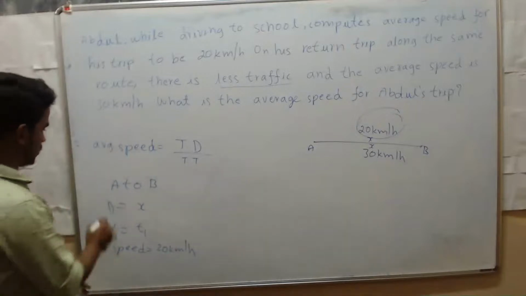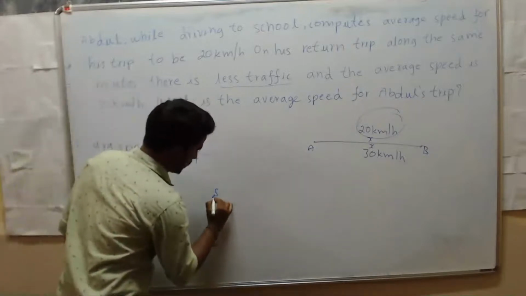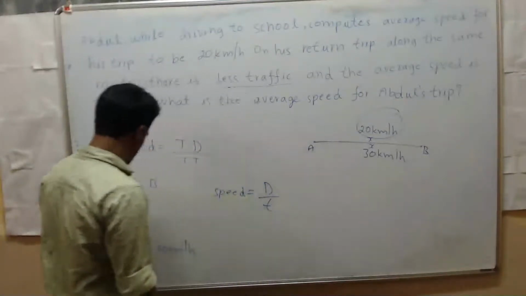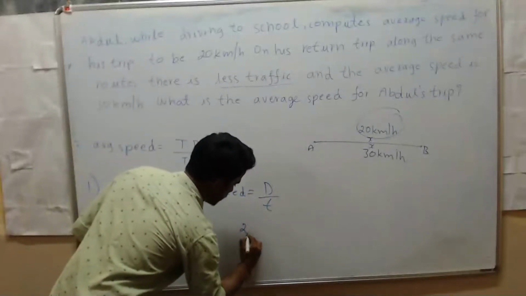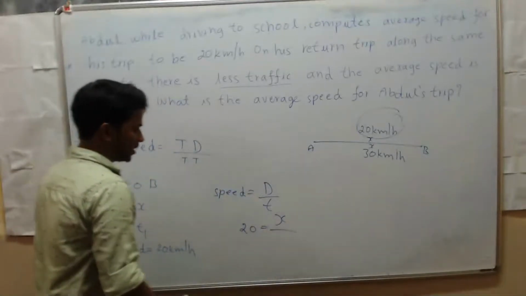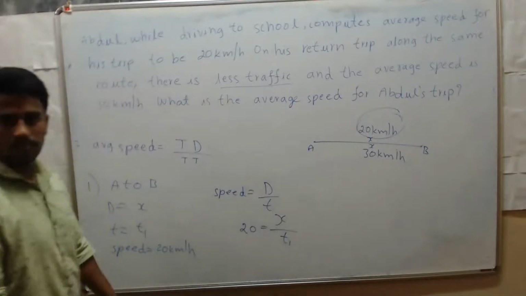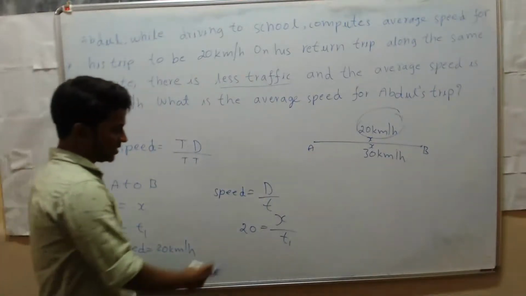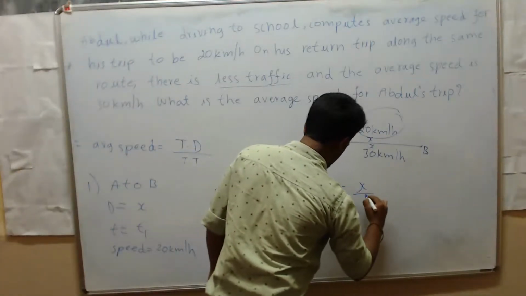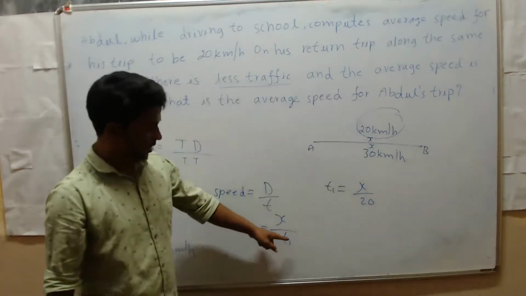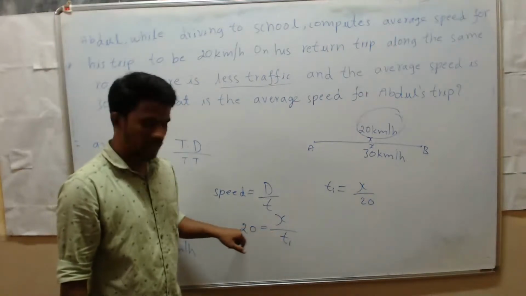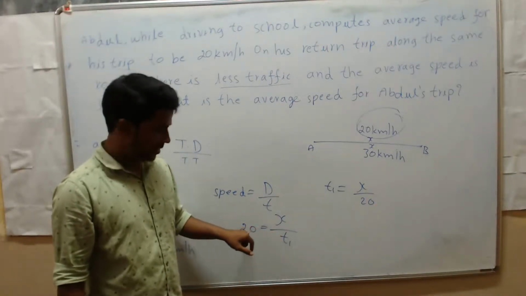So now see here, first case A to B. We know the formula, that is speed equal to distance by time. What is the speed here? That is 20. What is the distance? Distance is x. Then what is the time? Time is t1. Okay. So now we can write this, taking t1 this side, as t1 equal to x by 20. If you bring this t1 this side, it is division, and what happens when you bring it this side? It will become multiply, right? That is 20 into t1.